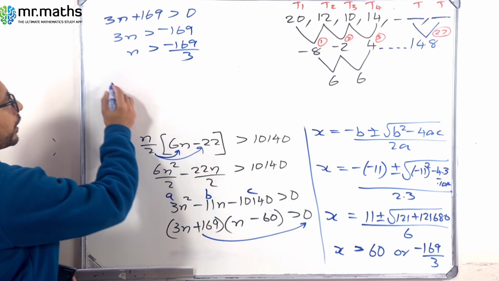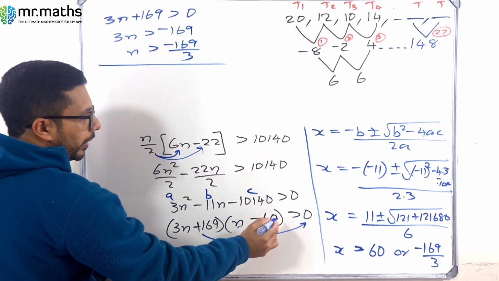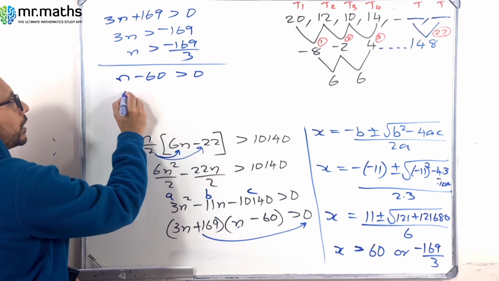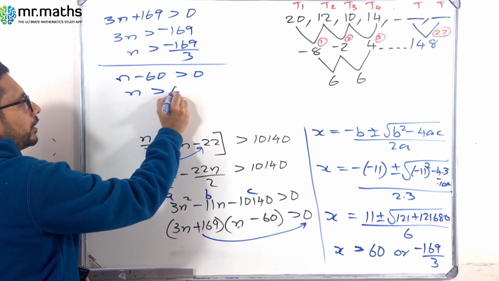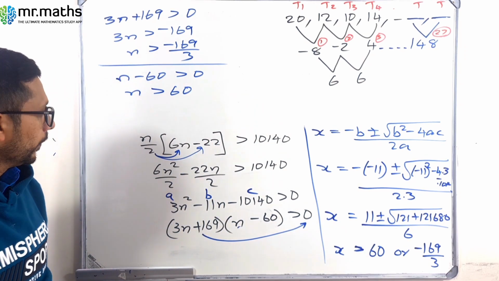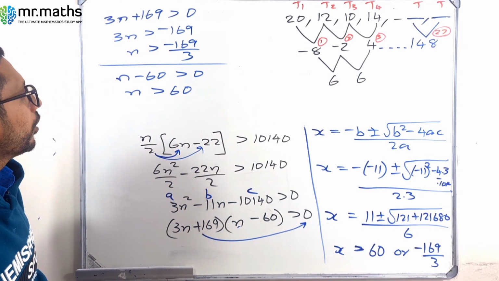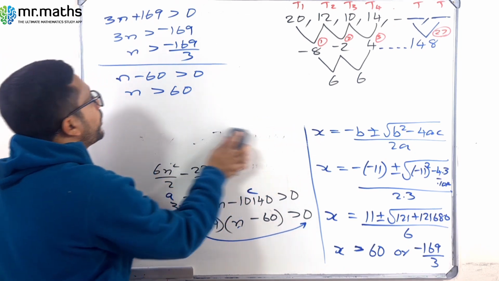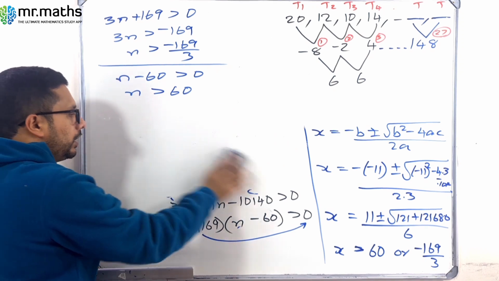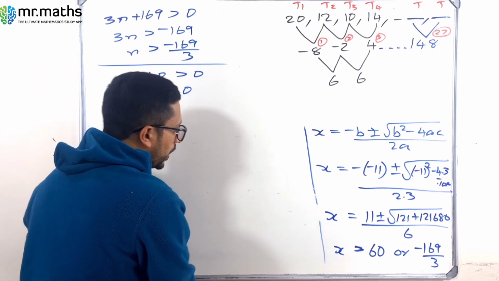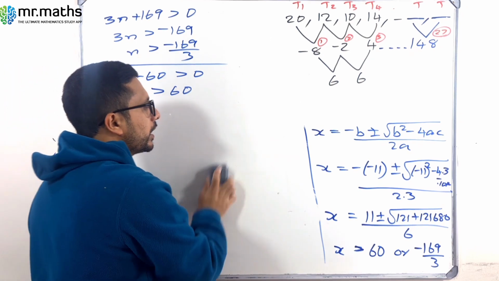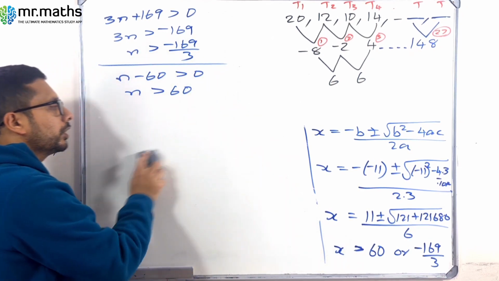Then the second one, n minus 60 is greater than 0. So what is n? N is greater than 60. Can you see that in this method also we are getting 60. Anyway, we got the two values of n. One is n greater than minus 169 divided by 3, and the second n value is n greater than 60. So here, what does this n stand for? N stands for the number of terms.